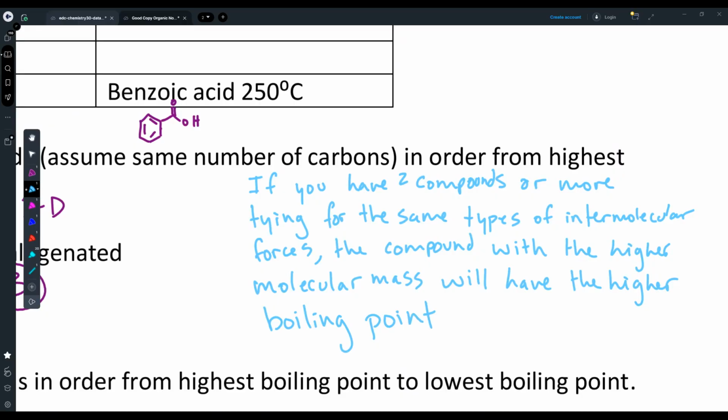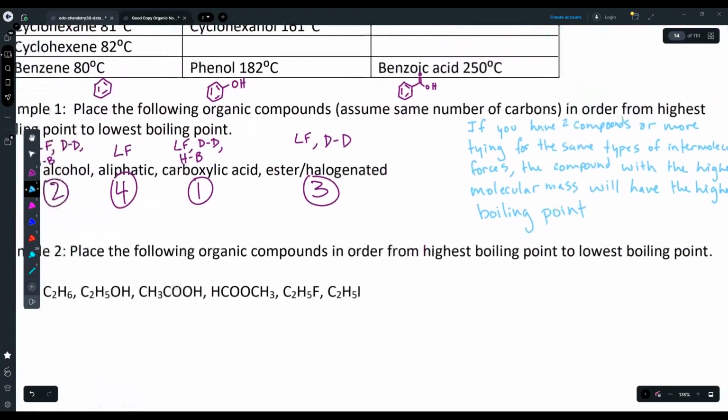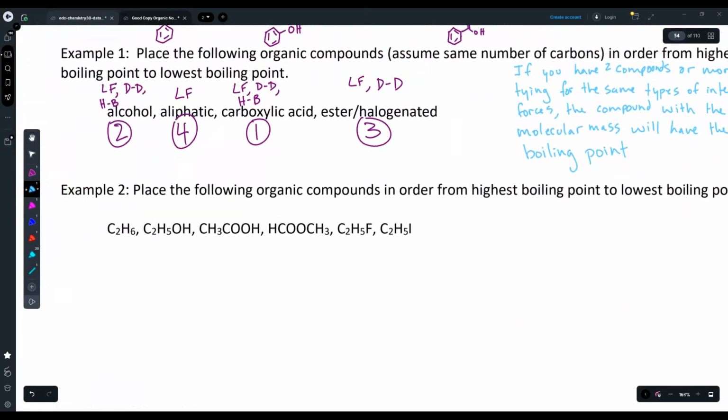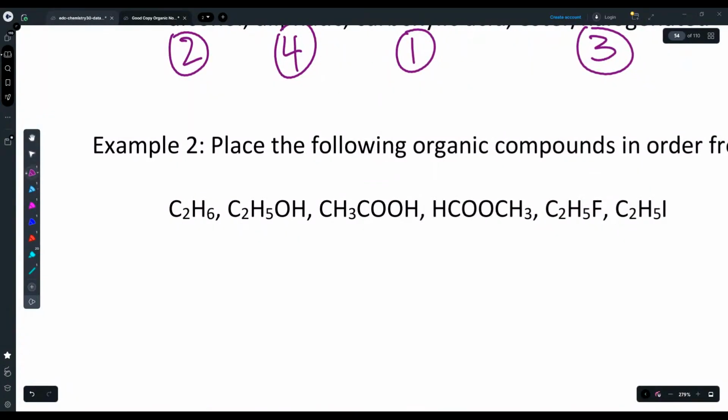So did I mention that polarity can play a part? Yes, however, London forces play a bigger part in determining boiling points compared to polarity. So that's why I'm writing out: focus on the compound with the higher molecular mass, giving you the clue that it will have the higher boiling point. Okay. So let's draw out all these compounds.